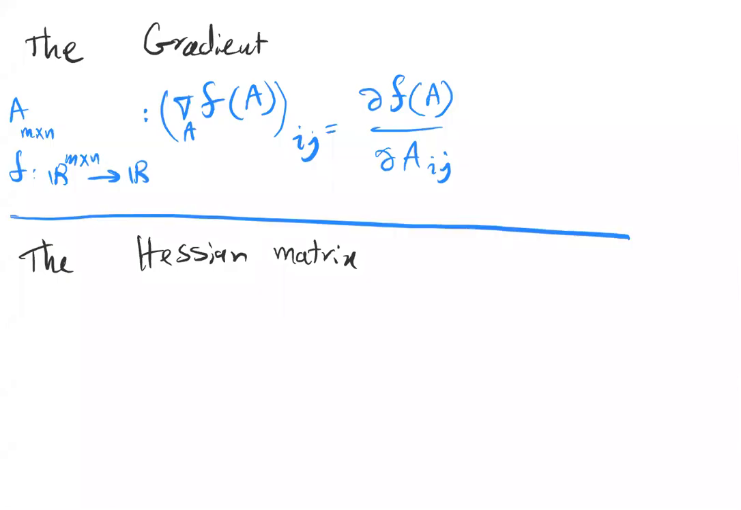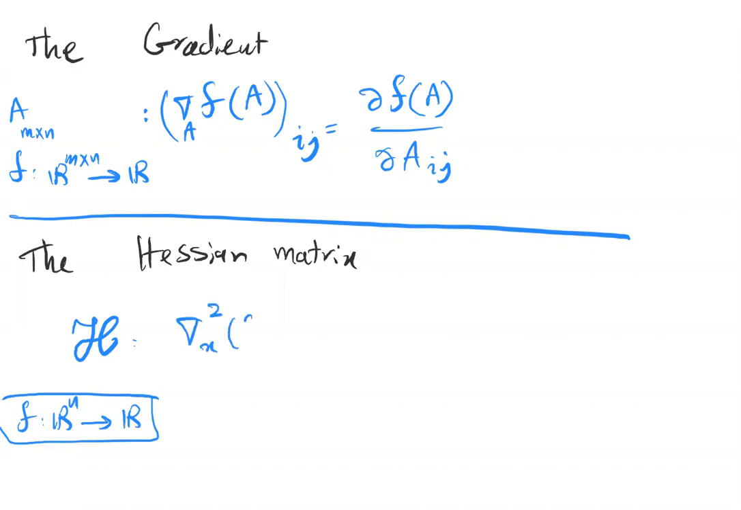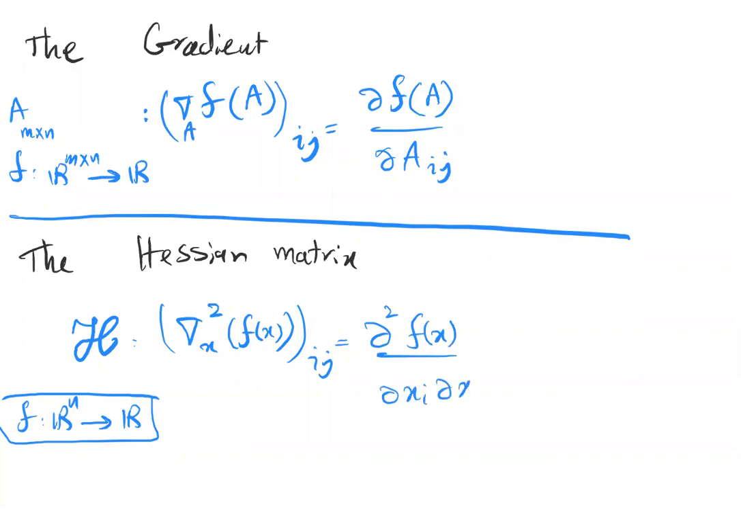We had the same definition for the Hessian matrix, where, let's say we have f from n by 1 to real values, element ij of the Hessian matrix is defined as the second order derivative of f of x with respect to xi, xj.